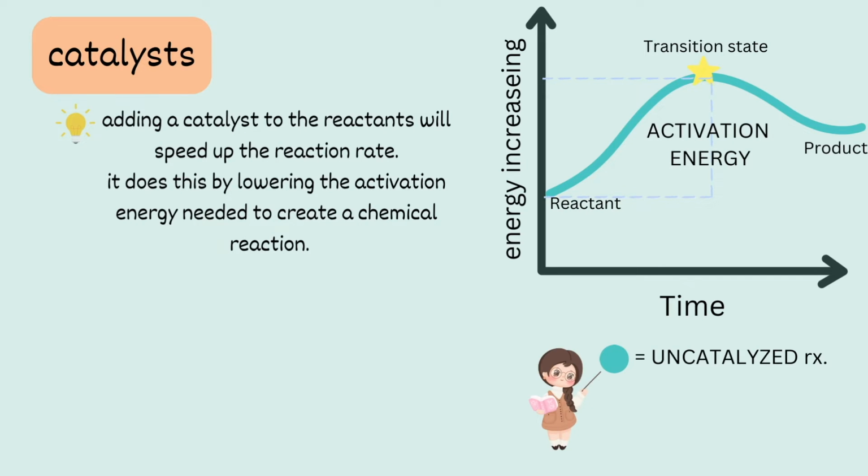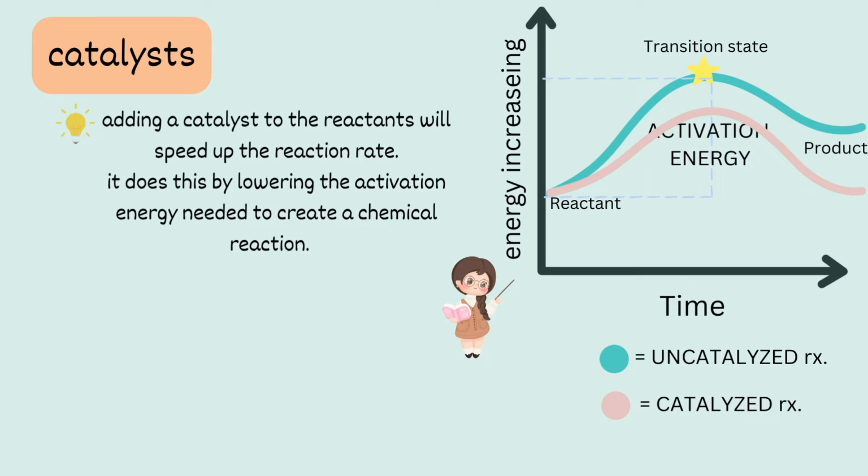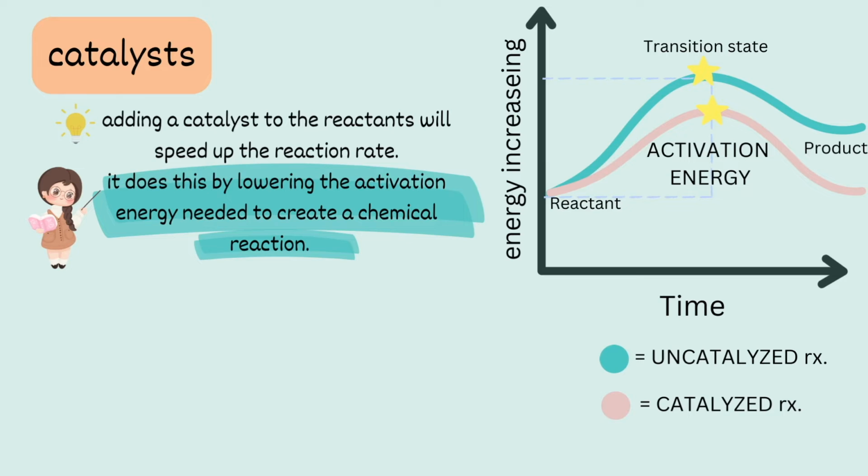The blue line represents our uncatalyzed reaction, meaning there is no catalyst present. And our pink line will represent our catalyzed reaction, meaning there is a catalyst present. Notice the pink catalyzed reaction has a lower activation energy, meaning it will take the reactant less time to reach the transitional state and become products. That is how a catalyst speeds up a chemical reaction. It does so by lowering the activation energy.